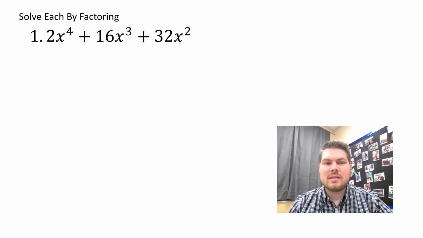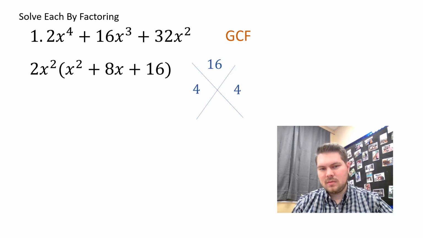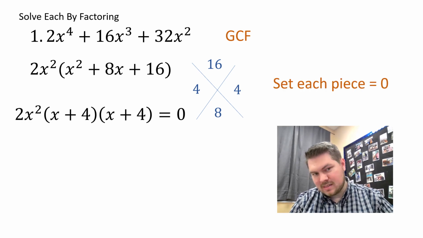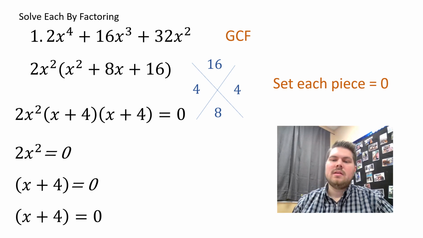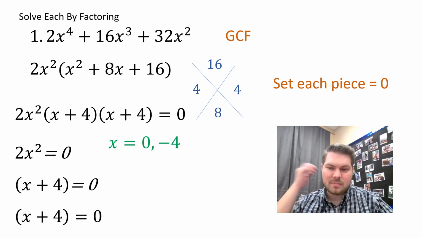All right, so 2x to the fourth plus 16x to the third plus 32x squared. So feel free to pause and try it on your own. But if you're being rebellious or if you're already done, let's go over it. So we can take out 2x squared, our greatest common factor. And then we have a trinomial that can easily be factored. We get 4 and 4. And now our last step is to set each piece equal to 0. So for the first problem, x is going to be 0. In the second part, -4.